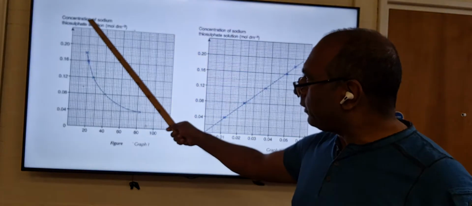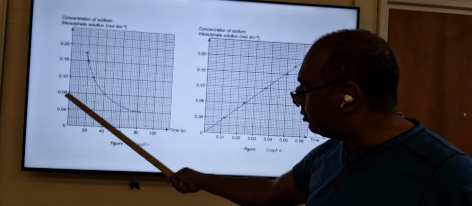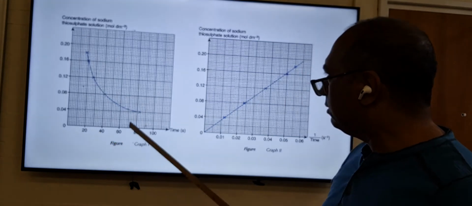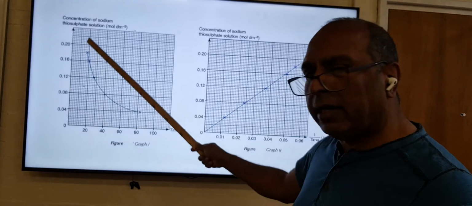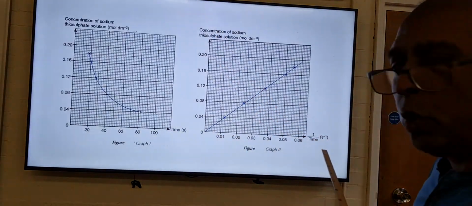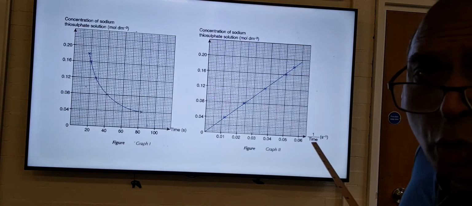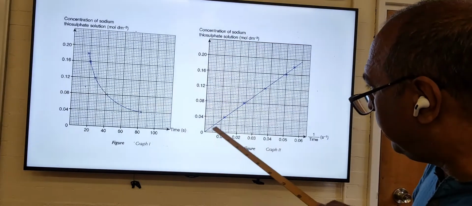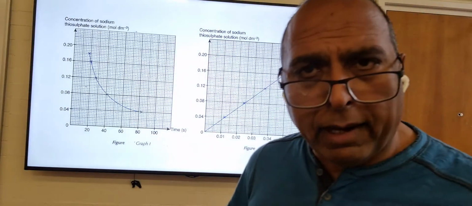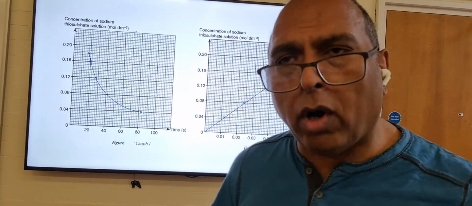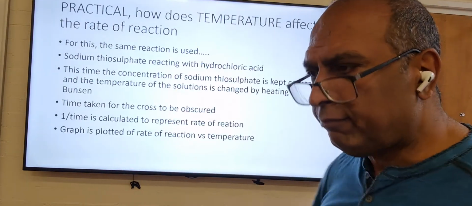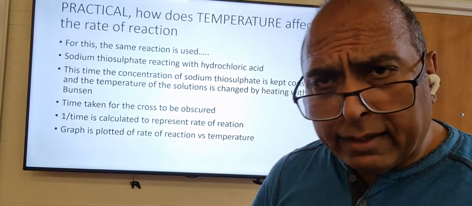Now, I got these off the internet. So these were the concentrations plotted against timings, and you'd get a curve like that. It's only when you do concentration against 1 over the time, look there, 1 over the time, then these are rates. So the rate comes about by calculating 1 over the time.